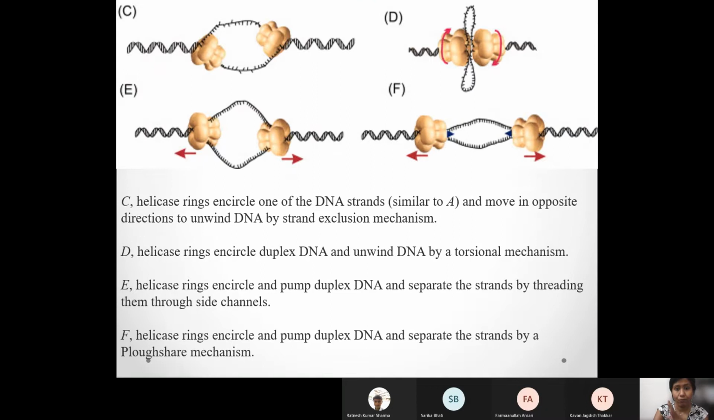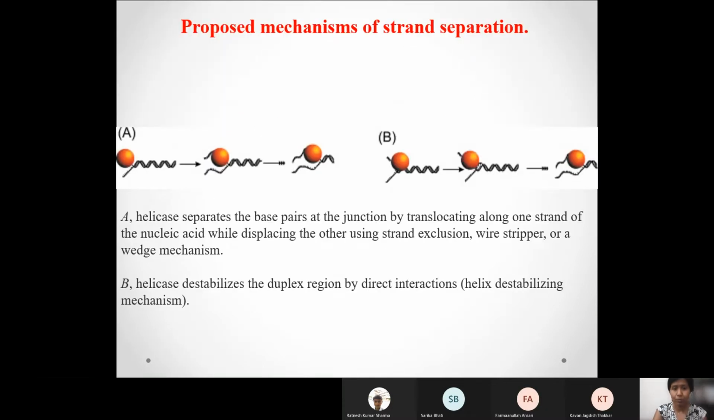There are four other mechanisms that are proposed, but this mechanism is proposed for helicases which can function as monomers, dimers, homodimers, or heterodimers. Helicases that can function as hexamers could behave in a slightly different fashion, and we'll come to that. But so far, do you have any questions?